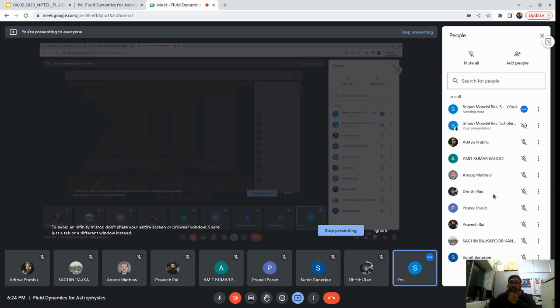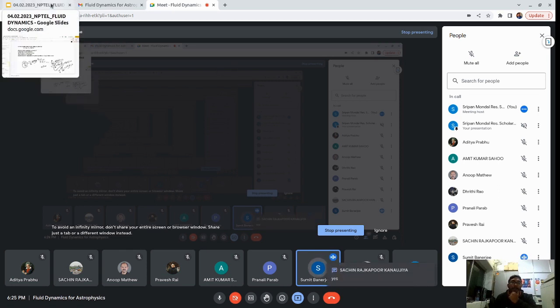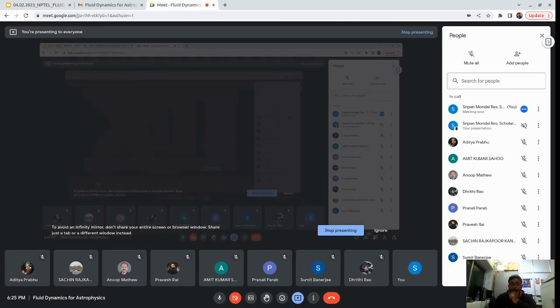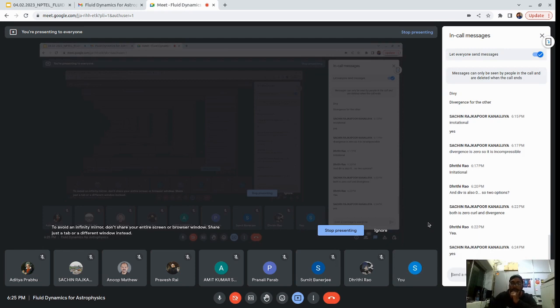Sachin, Prabes, Dhriti, Amit. See, I'm looking at divergence as 0. I am again making a mistake in finding the curl maybe. So that is where I'm stuck. Okay, so divergence is 0, right? Yes. So this is incompressible. Now we have to calculate the curl. I see they are saying the curl is also 0. Somewhere I am making a mistake, so let me check. Okay, both are 0, curl and divergence.